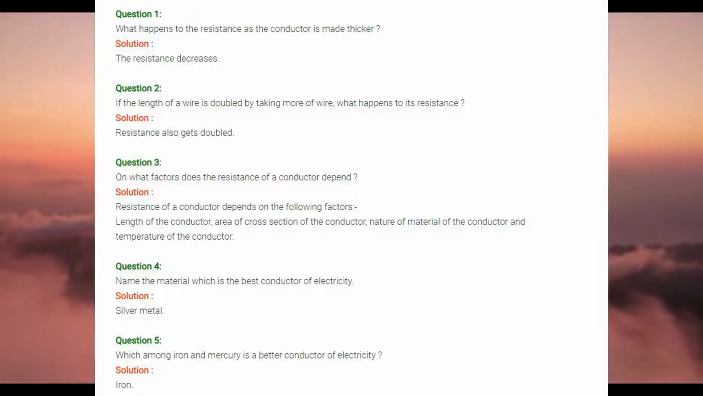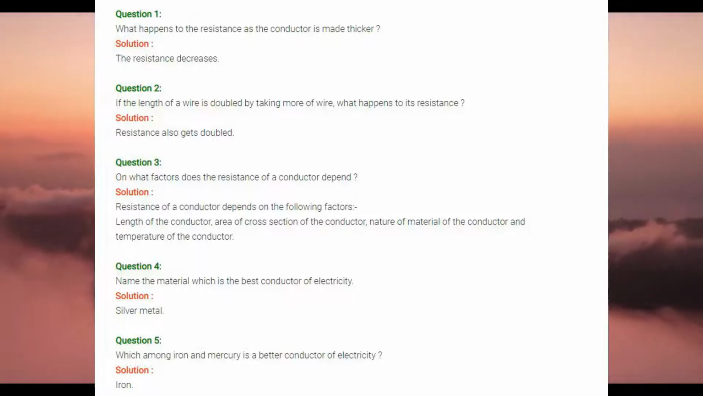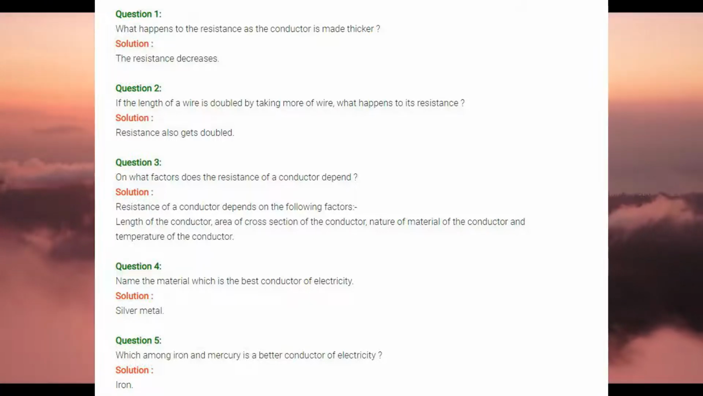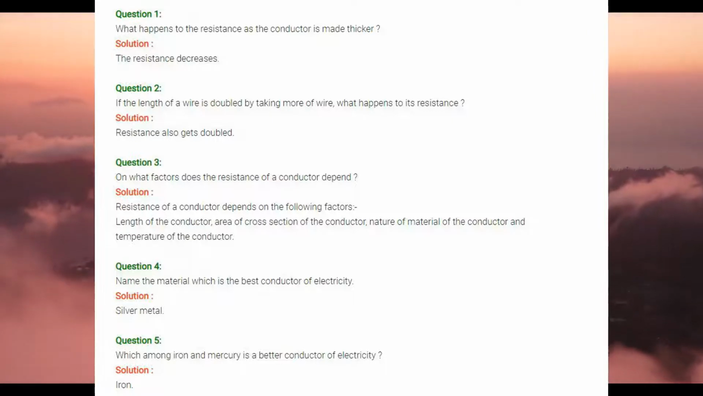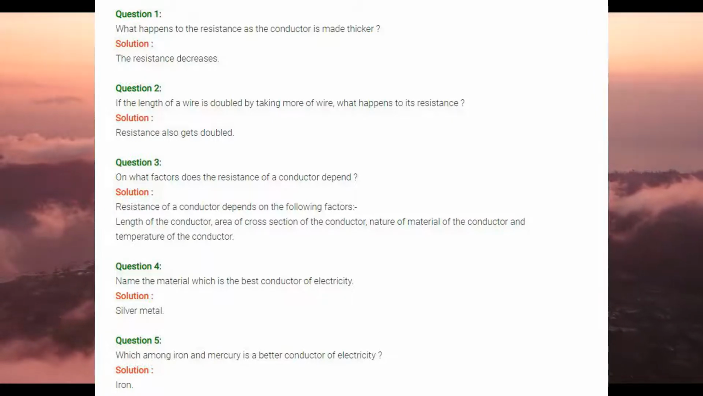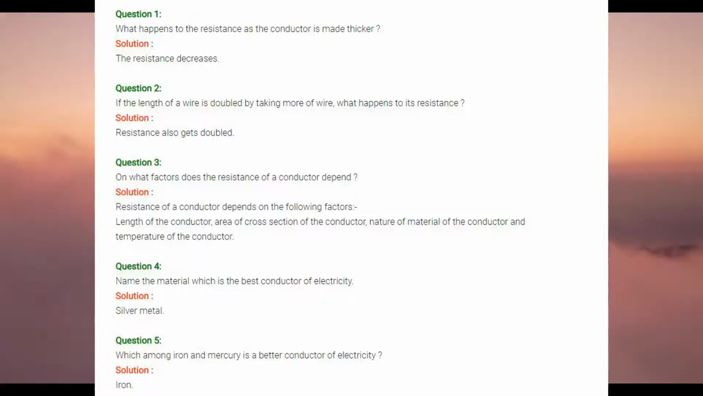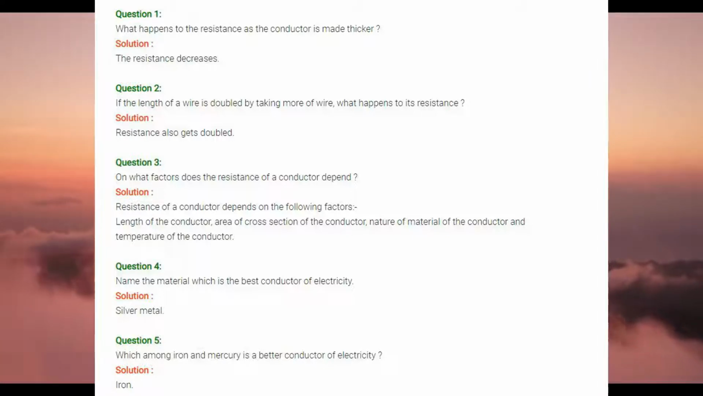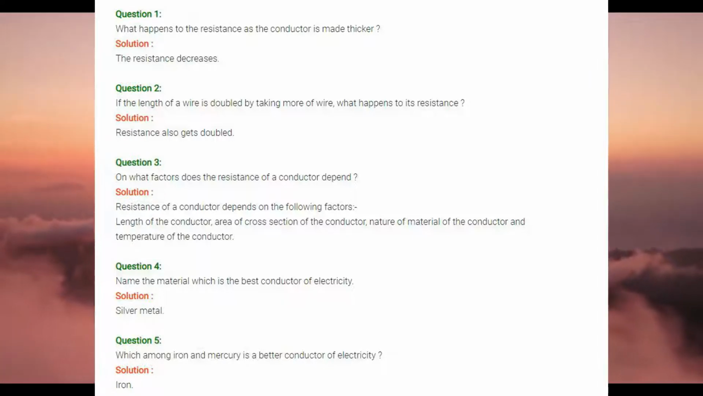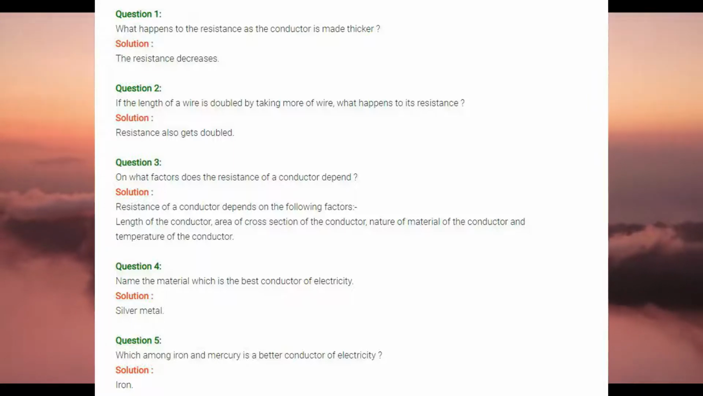Question 3. On what factors does the resistance of a conductor depend? Solution: resistance of a conductor depends on the following factors: length of the conductor, area of cross-section of the conductor, nature of material of the conductor, and temperature of the conductor. Question 4. Name the material which is the best conductor of electricity. Solution: silver metal.